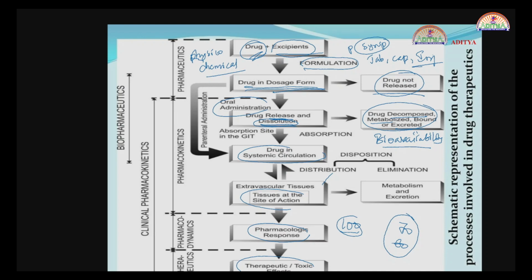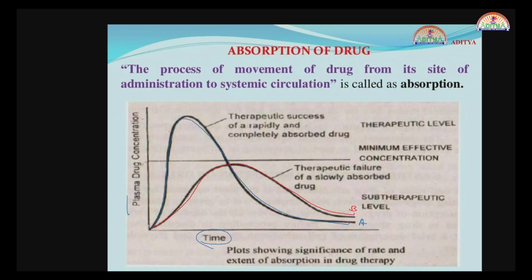So this is a typical plot between time and plasma concentration. Let us take two different kinds of drugs. Let us suppose this curve which has a spike be A, and this curve which is more flattened be B. Some drugs, after administration, will increase their concentration in the body. Once the concentration is above the minimum effective concentration, it is going to have more therapeutic effect.